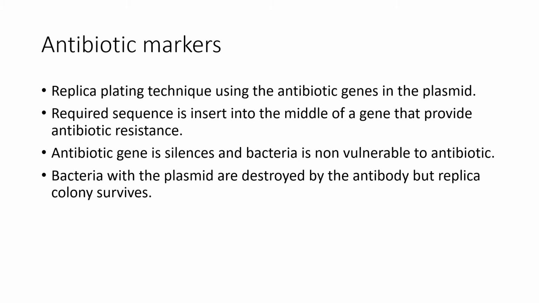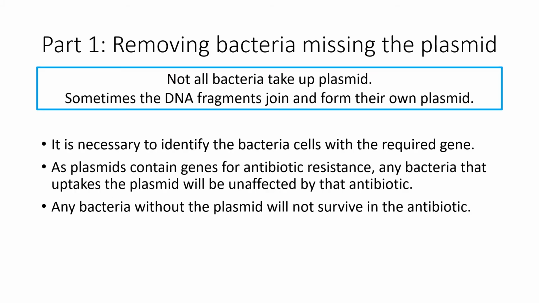We use the antibiotics to target and work out which of the bacteria contain the plasmid with the particular gene that we want. The first group we can easily wipe out is any of the bacteria that didn't pick up the plasmid, because if they don't have the plasmid at all, then they are missing certain antibiotic resistance genes. So if we provide that antibiotic, it will destroy or kill any of the bacteria that did not take up the plasmid.